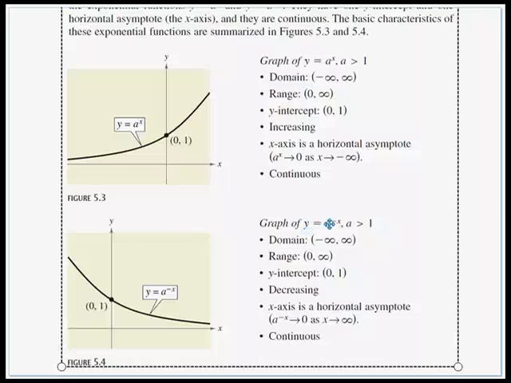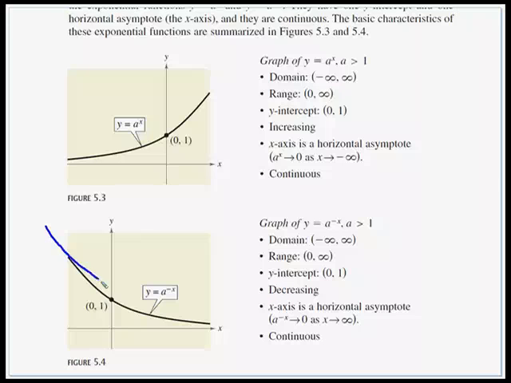If we have the function y equals a to the negative x and a is greater than 1, the domain is the same, negative to positive infinity. The range is the same, 0 to infinity, the positive y-axis. The y-intercept is exactly the same, (0, 1). Now the function is decreasing. As we look at the function left to right, we're always going downhill. We're sloping down. The x-axis is a horizontal asymptote. As x approaches infinity, our function heads towards 0. And again, this function is also continuous.